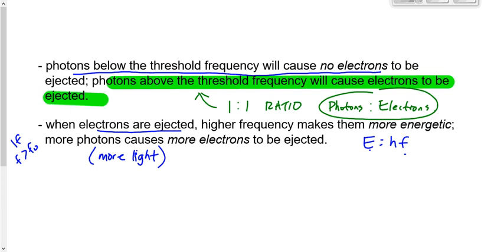But you increase the number of photons, increase the brightness, the intensity of the light, more photons will cause more electrons because it's a 1-to-1 ratio. One photon causes one electron. If you increase both, the frequency and the number of photons, then you get more electrons ejected with more energy, more energetic electrons.